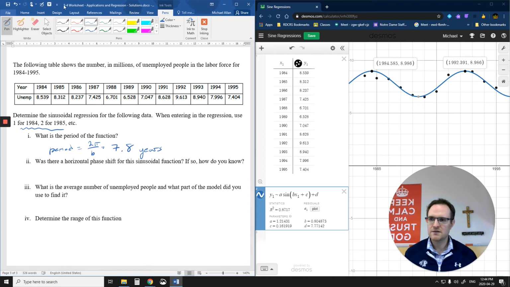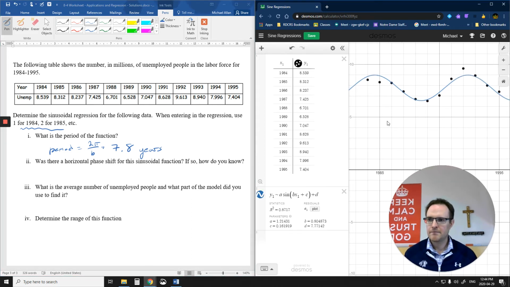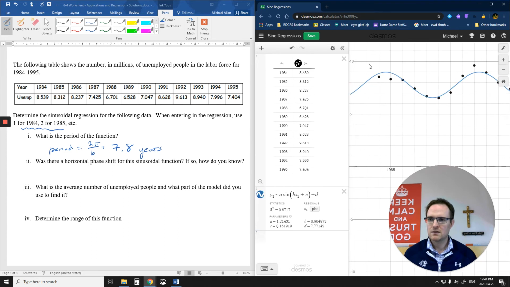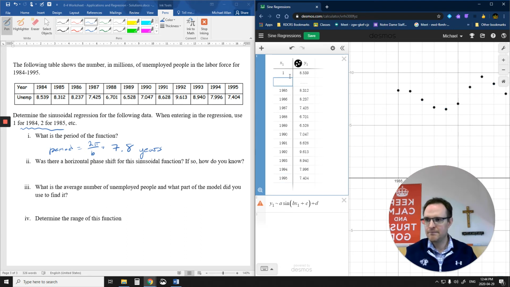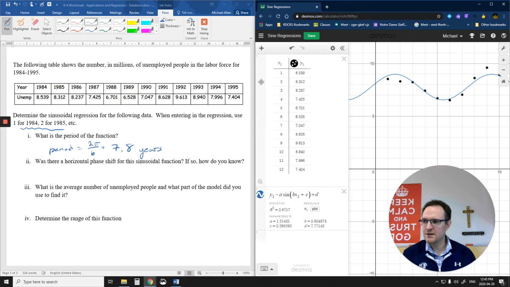Was there a horizontal phase shift? I think there was. Now to determine if there's a horizontal phase shift, if I put these back the way they want them, just let me do that just 1 second. Okay, so I retyped in the data using this information from 1 to 3, 4, 5, 6, 7, 8, 9, 12, assuming 1984 is 1. There's 12 data points here.